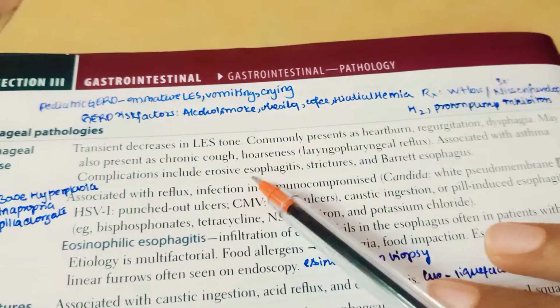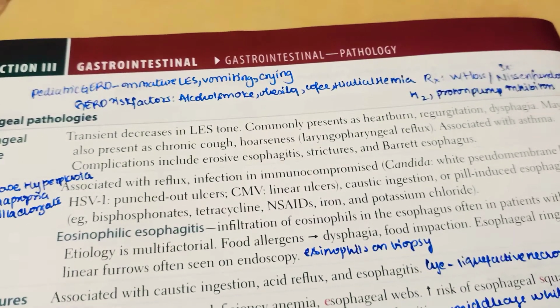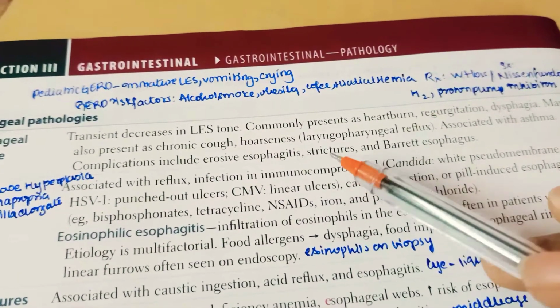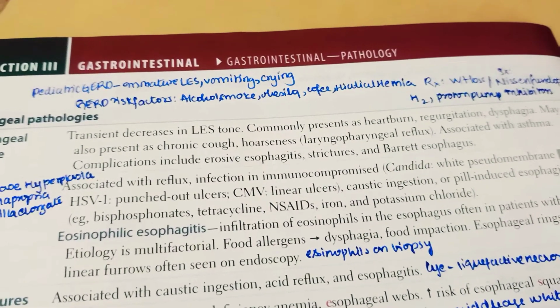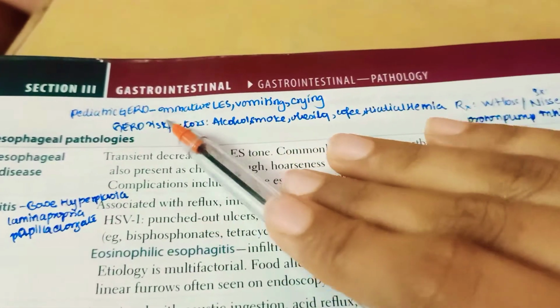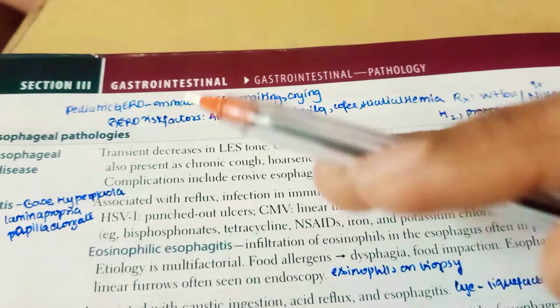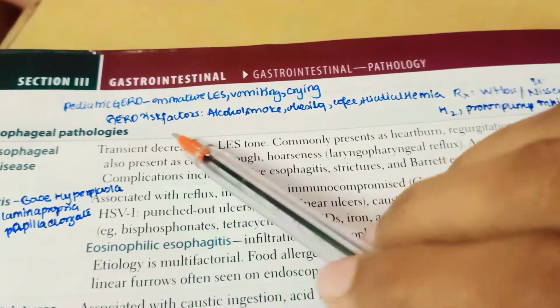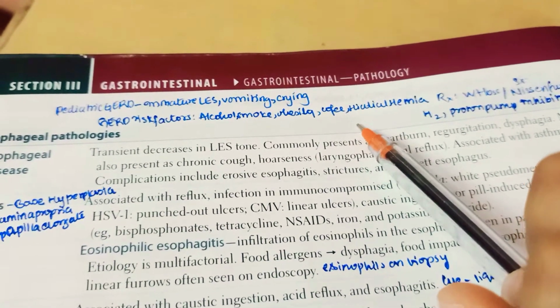So complications include erosive esophagitis, where the mucosal layer becomes erosive, and it may also form strictures, and also it may form Barrett esophagus. And next, in small children, because of immature LES, there will be always vomiting and crying. GERD risk factors are alcohol, smoking, obesity, coffee, hiatal hernia.